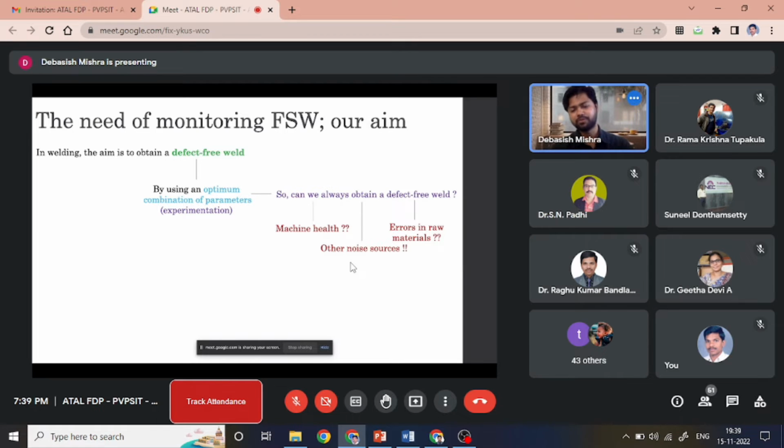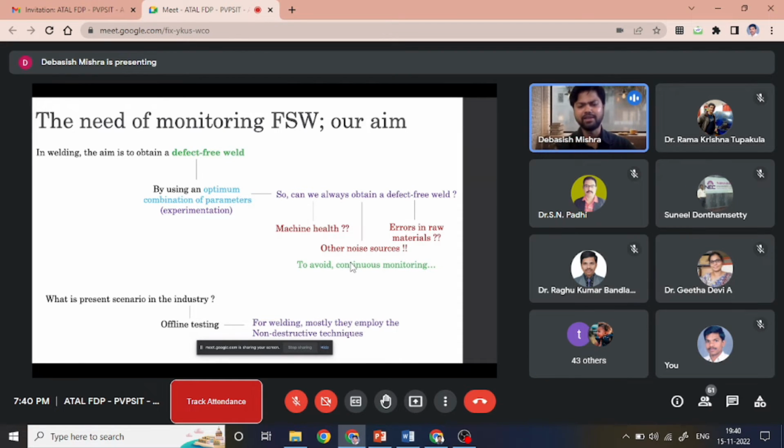There could also be degradation of the health of the machine, or some other noise sources, which could lead to the deflection or change in the parameters that is obtained from the experimentation. And to avoid these things, to keep track of these things, direct or indirect, we need to do the continuous monitoring of the process.